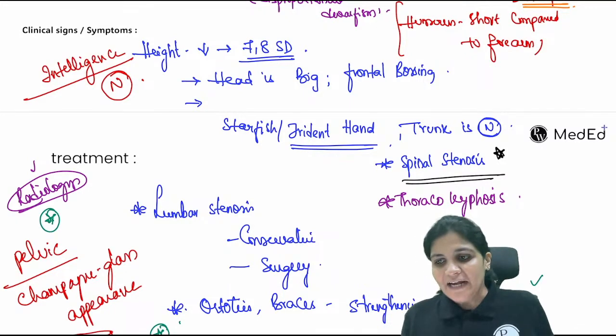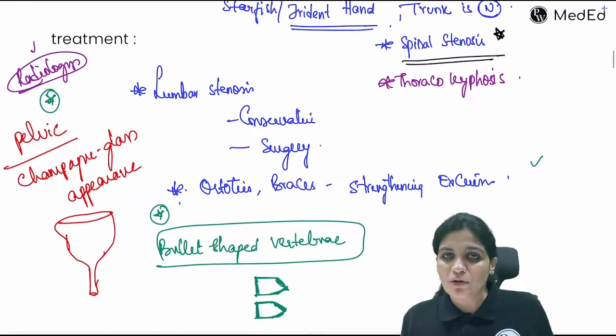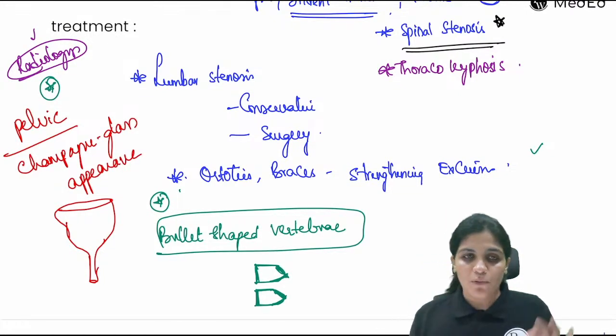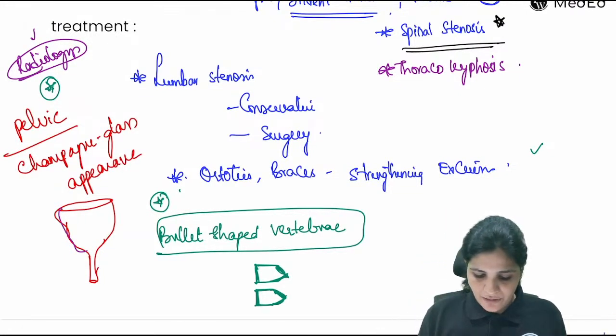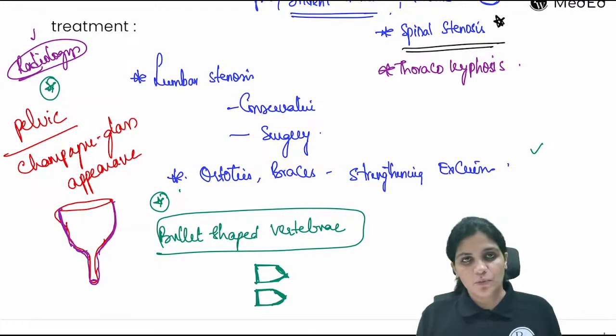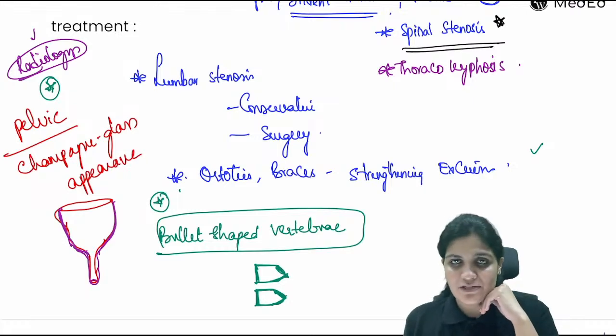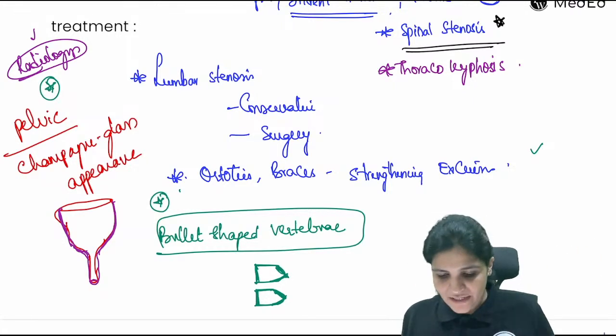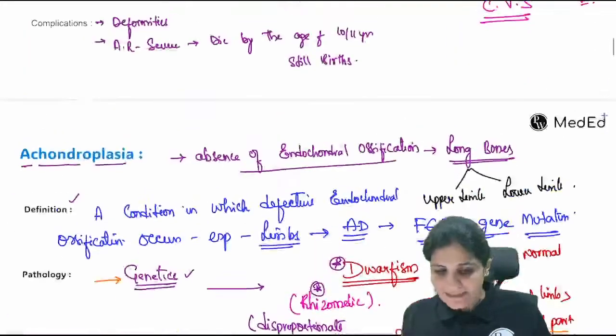kyphosis, right? And treatment would mainly be because of that problem of the spine, kyphosis and thoracokyphosis. And the most important thing, the two important radiological features which you can remember, are your champagne glass appearance, and then the bullet shaped vertebrae can be observed in case of achondroplasia, right? That is what is required for this short question. Is that clear, everybody?